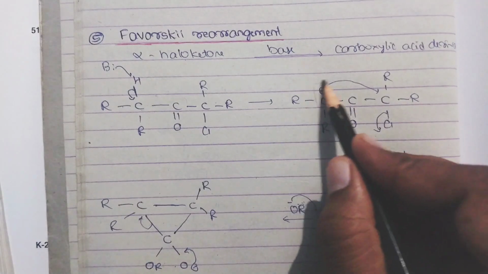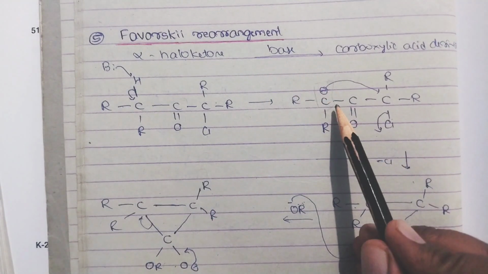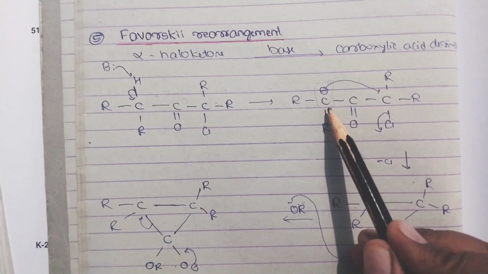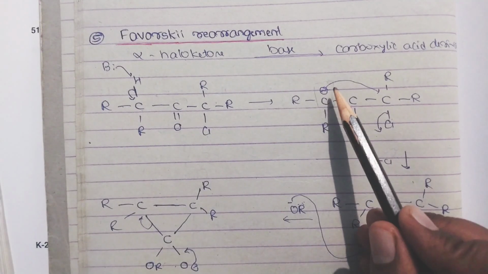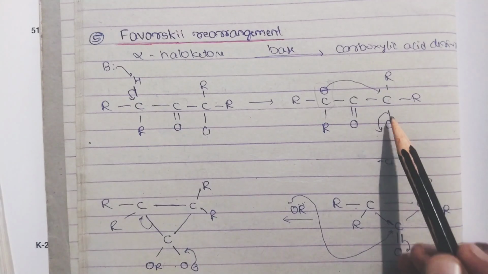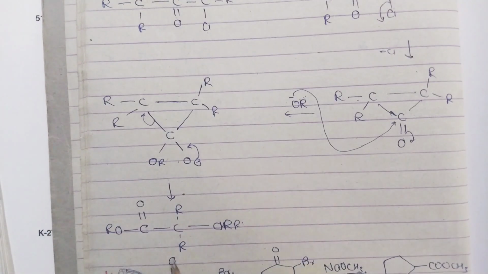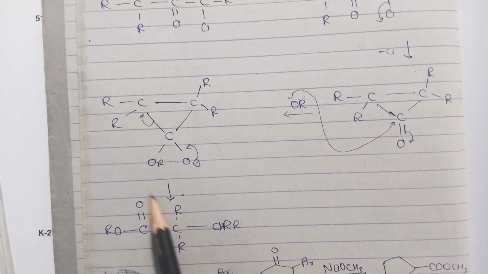This is the carbanion. So the Favorskii rearrangement involves the formation of a reactive intermediate, that is carbanion, and later this will attack this carbon containing halogen, that is chlorine, and finally we are going to get the carboxylic acid derivative as the product. This is the Favorskii rearrangement. This involves the carbanion as the intermediate.